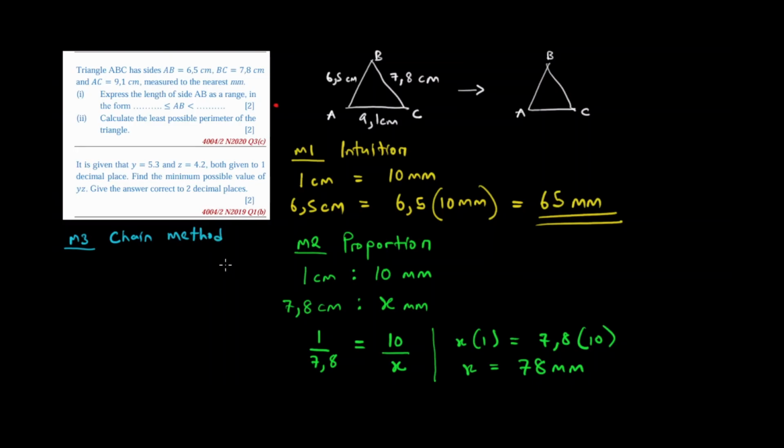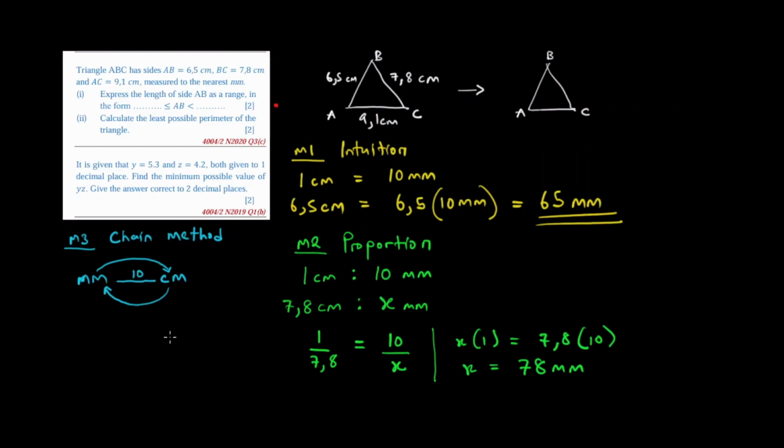For the chain method, you put millimeters and centimeters over a side line like this. How many millimeters do we have in 1 centimeter? 10. Then we ask ourselves a question: how do we convert from millimeters to centimeters, and how also do we convert from centimeters to millimeters? Like that.